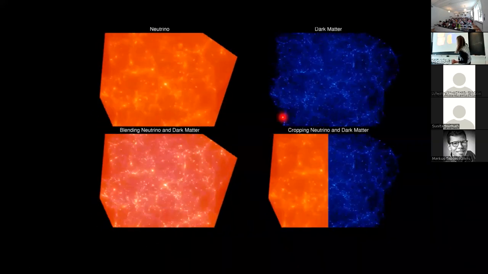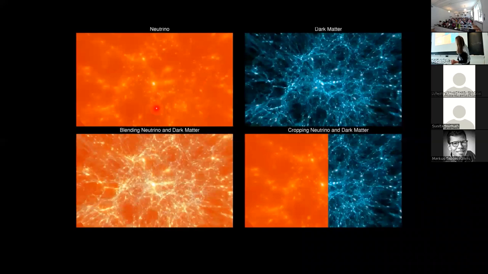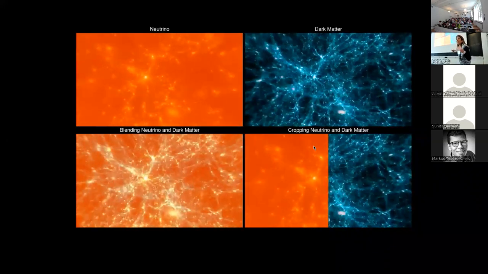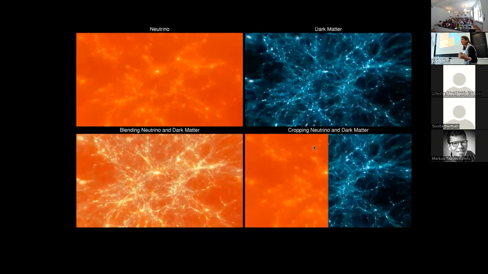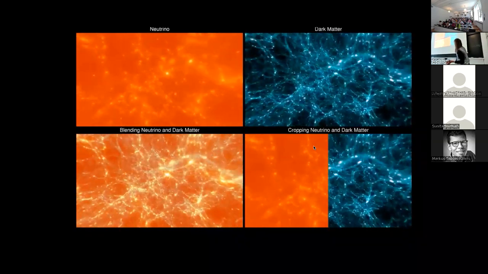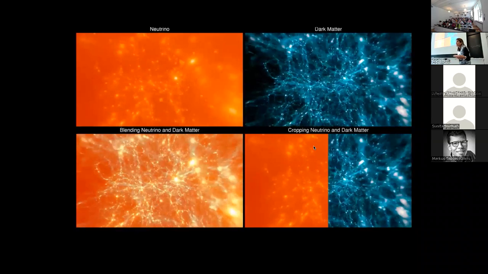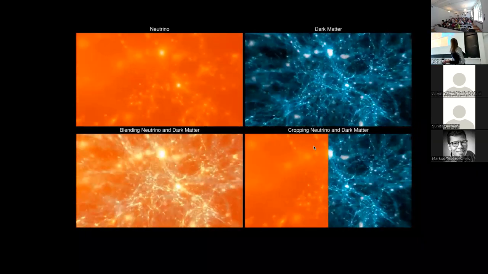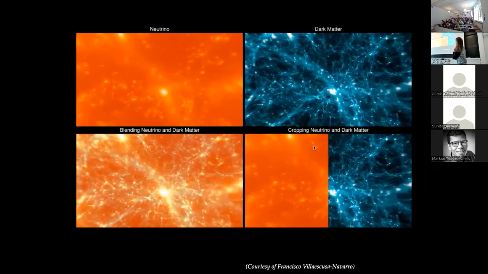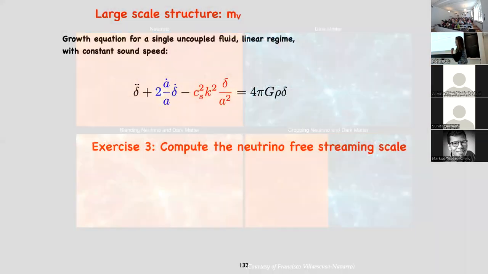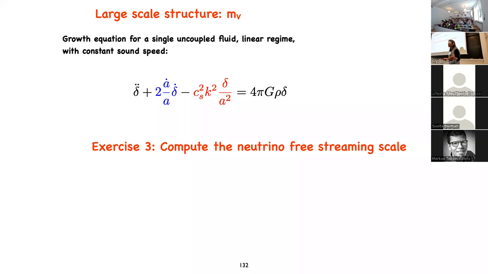Realize that by measuring smaller scales, we can tell how big the neutrino contribution is, okay? So this effect is very important. These are simulations, okay? These are the results of N-body simulations, from Francisco Villaescusa-Navarro. So what is this free streaming scale, okay?